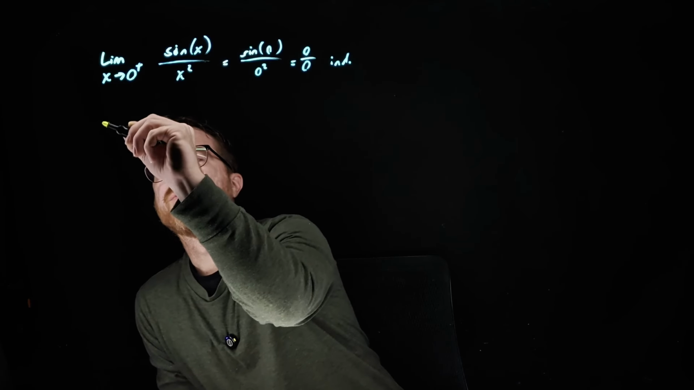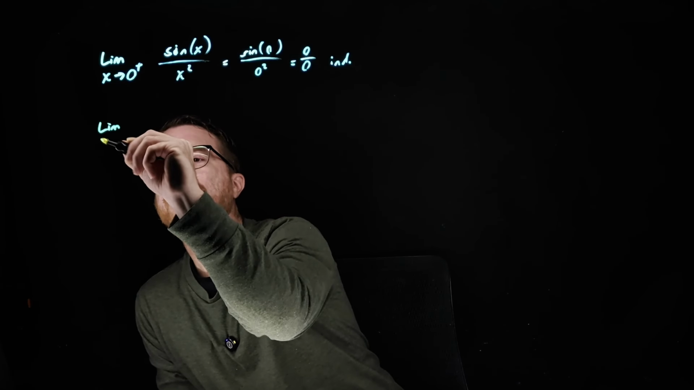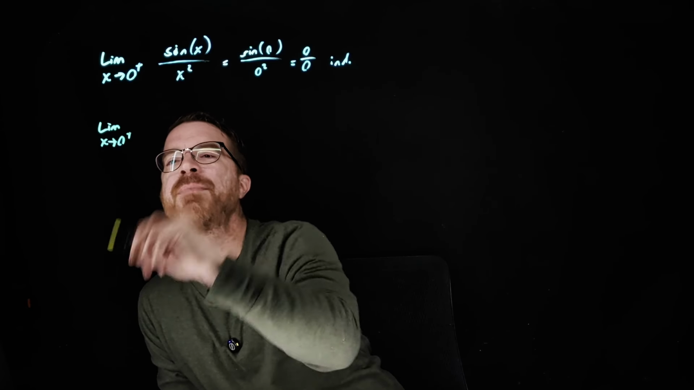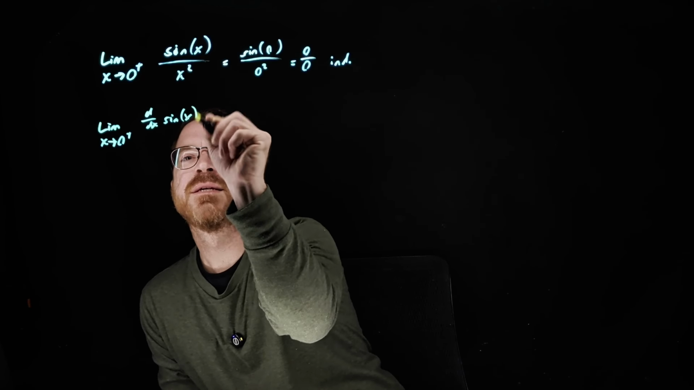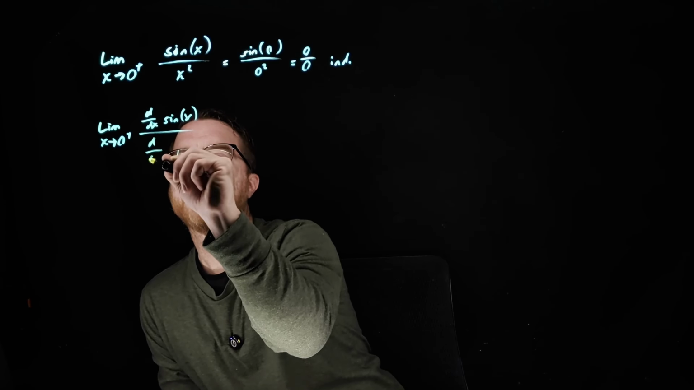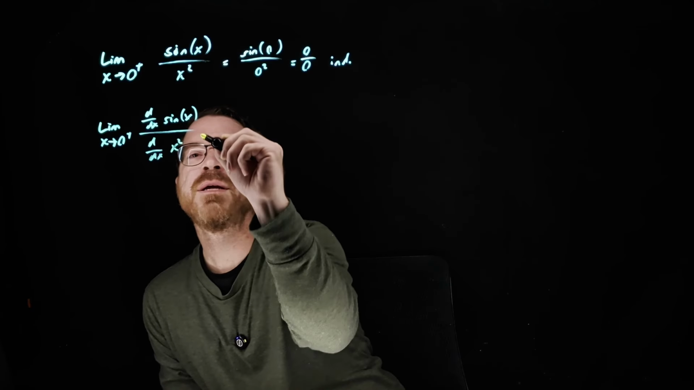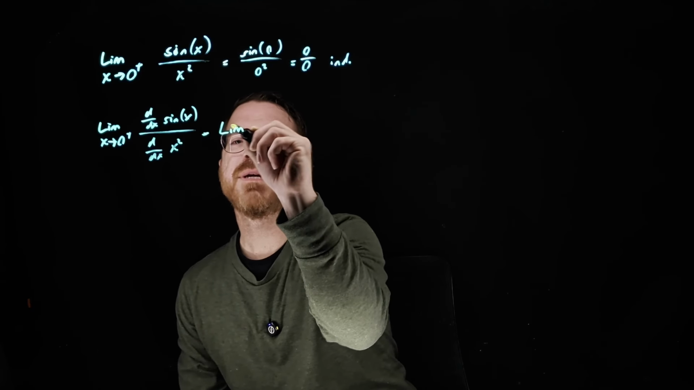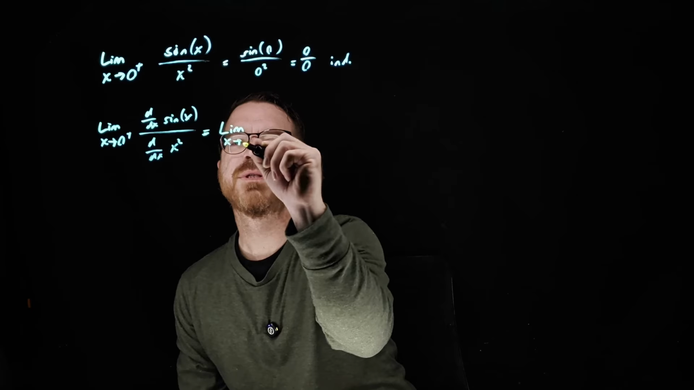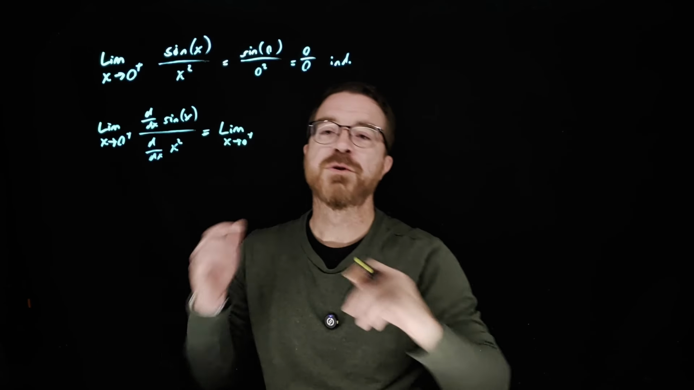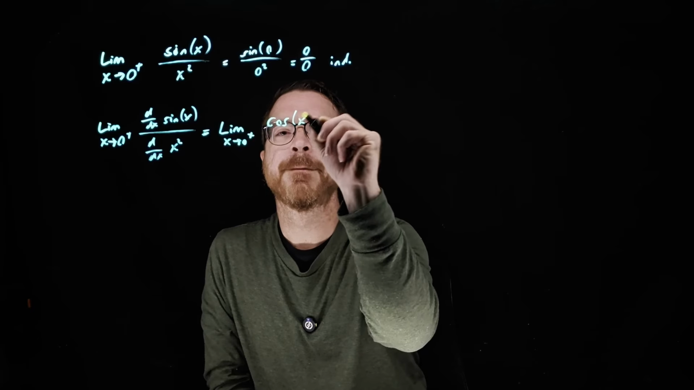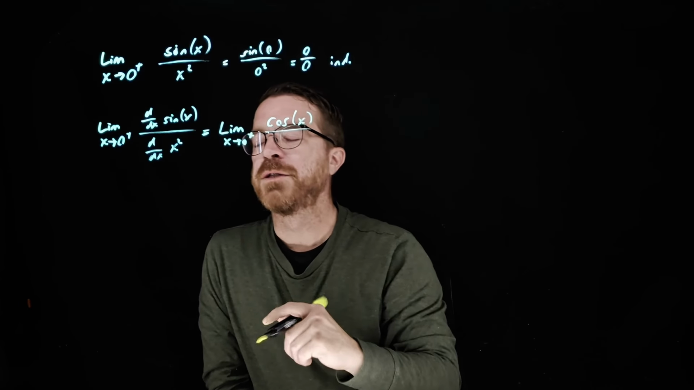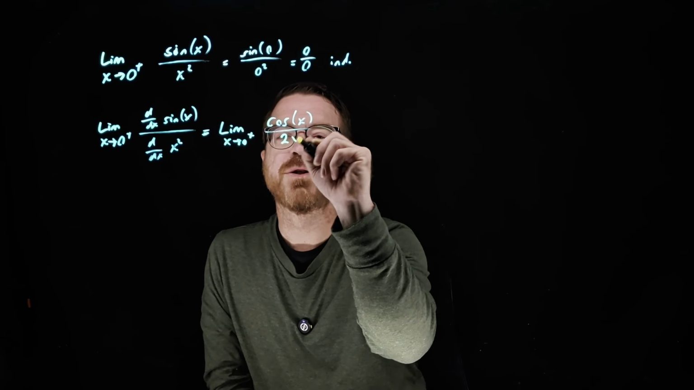So we take the derivative of the top and the bottom, right? So we have x goes to 0 from the right. I take d dx of sine of x divided by d dx of x squared, which will give me the limit as x goes to 0 from the right of the derivative of sine of x, which is cosine of x, divided by the derivative of x squared, which is going to be 2x.